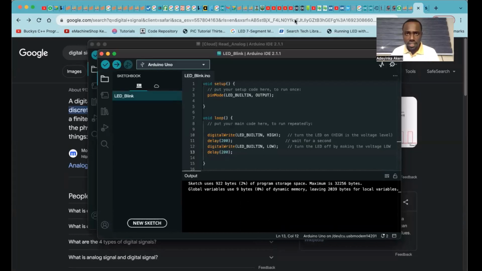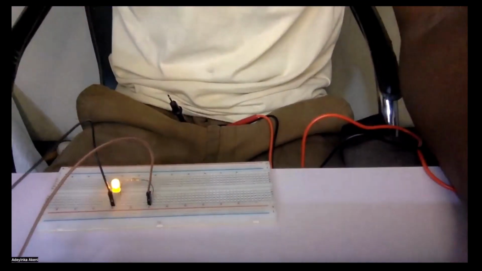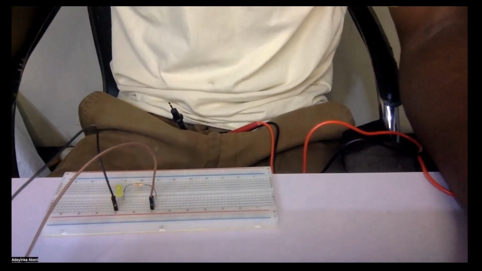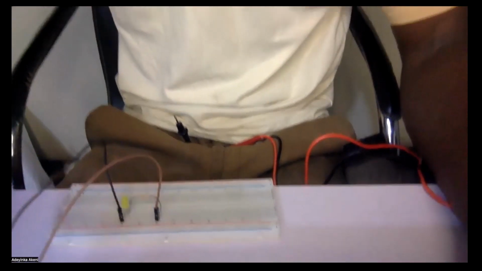You're going to notice a difference in the rate at which it's going to be blinking at this point in time. So let's just get in here to see. You see that it is blinking faster, definitely. Now let's vary it further and see what actually happens as regards the variation.